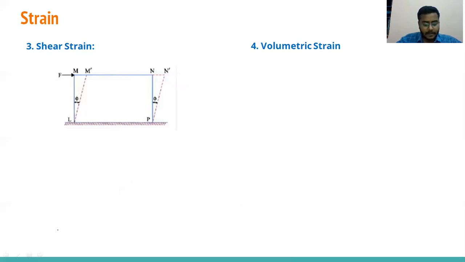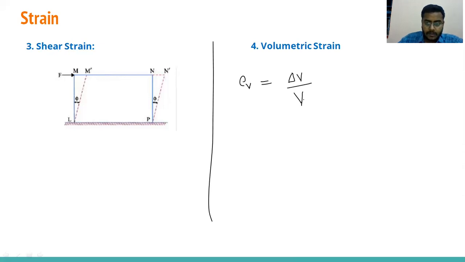Next one is volumetric strain. When we define volumetric strain, we denote it by EV. Volumetric strain is defined by delta V divided by V. It is the ratio between the change in volume and the original volume of the body, like we have seen in tensile strain and compressive strain, delta L by L. So here also, this is the change in volume, and this is the original volume.